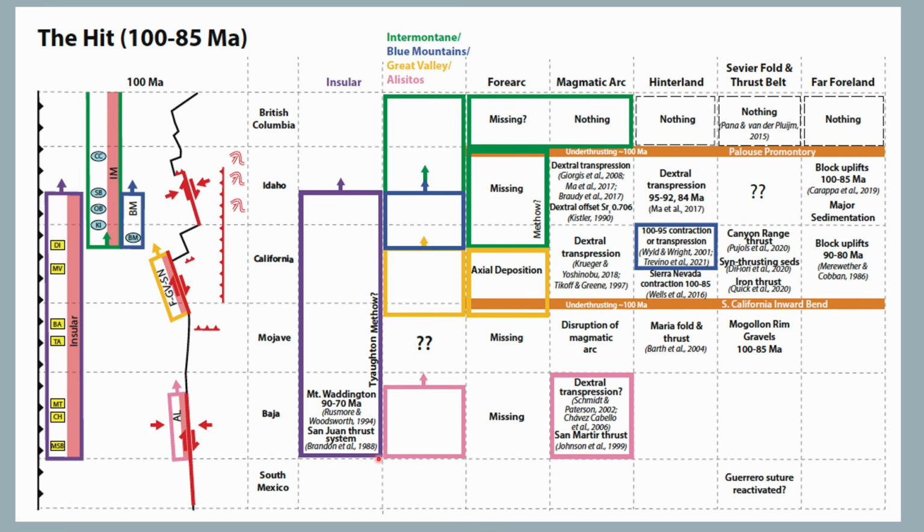This is a relatively busy picture that talks about the different features you see. I'm going to go through them in order, but I'm going to concentrate on the magmatic arc, the hinterland, and then the Sevier fold and thrust belt. But for instance, there's good evidence that the block uplifts in the western United States are coming up not just after 85 million years, but they're actually starting at about 100 million years.